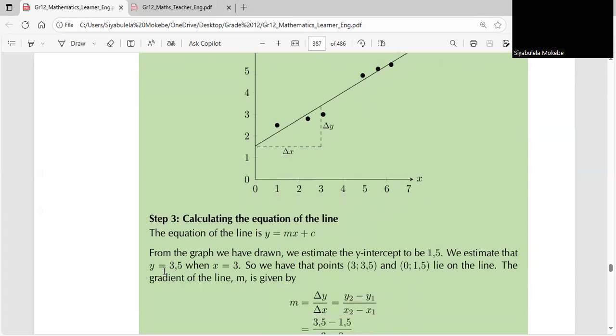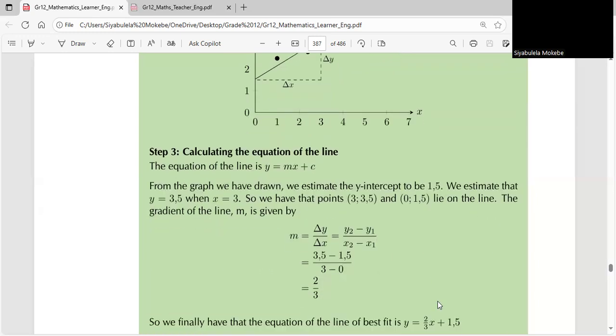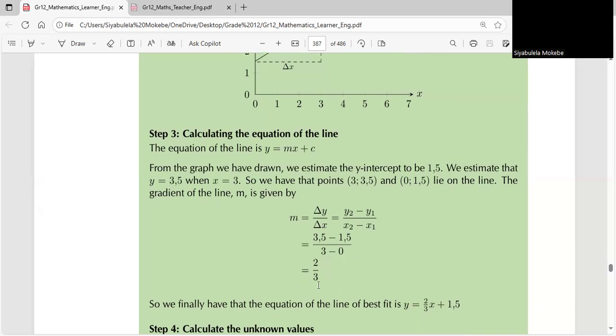Now, from the graph we have drawn, we estimate the y-intercept to be 1.5. We estimate that y is equal to 3.5 when x is equal to 3. So we have these points. The gradient of the line, m, is given by this equation, which gives us 2/3. So we finally have the equation of the line of best fit as y equals 2/3 x plus 3/2.